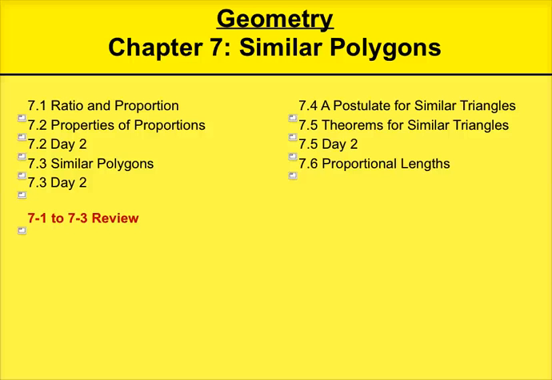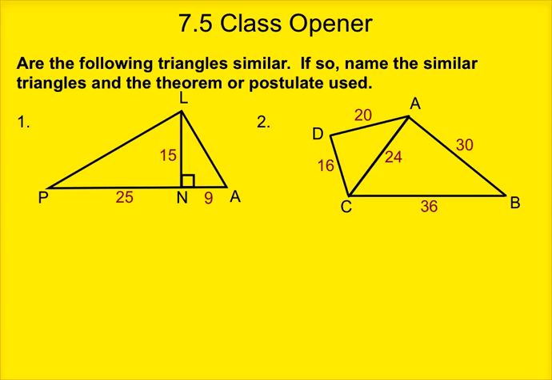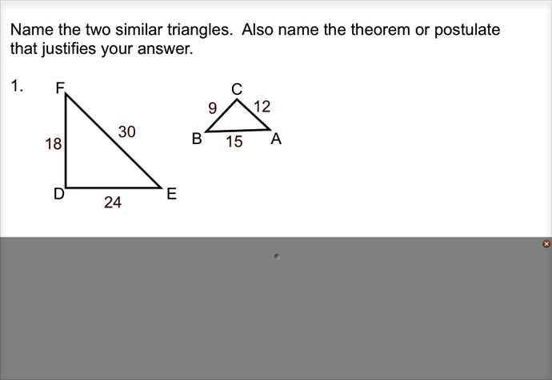Chapter 7, Similar Polygons. Today we're going to cover Section 7.5, Day 2. Your class opener. Are the following triangles similar? If so, name the similar triangles and the theorem or postulate used. So name the two similar triangles, also name the theorem or postulate that justifies your answer.